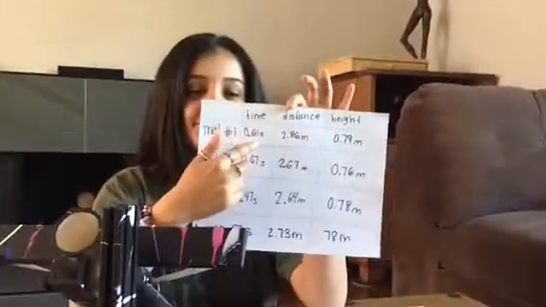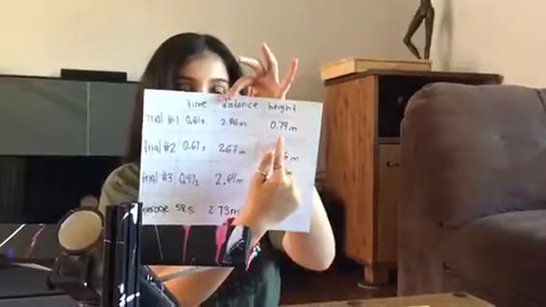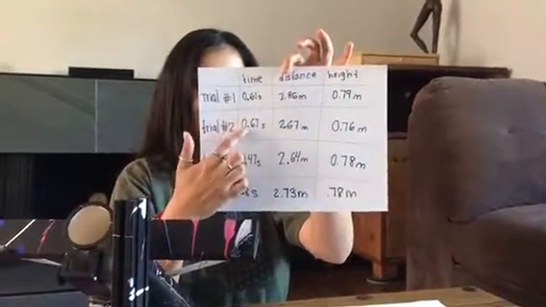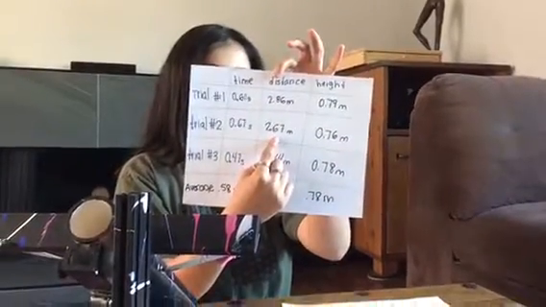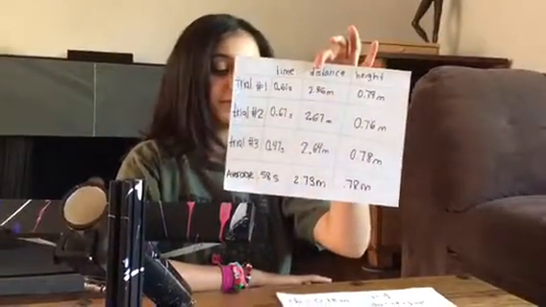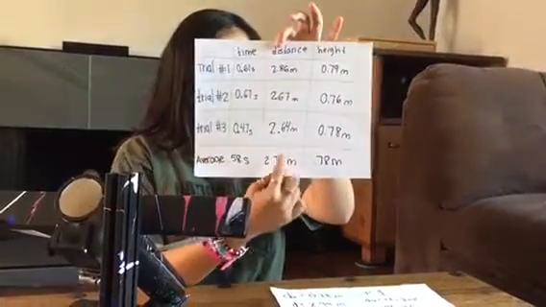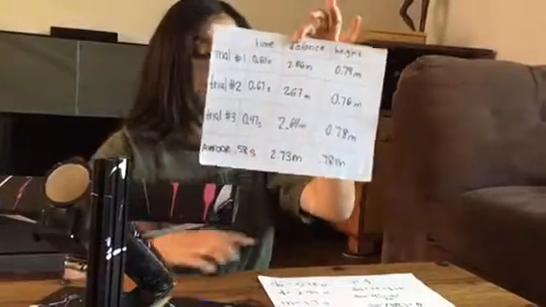For the first trial, the time was 0.61 seconds, the distance 2.86 meters, and the height 0.79 meters. For trial number 2, the time was 0.67 seconds, the distance was 2.67 meters and the height was 0.76 meters. For the third and final trial, the time was 0.47 seconds, distance 2.64 meters, and the height 0.78 meters.